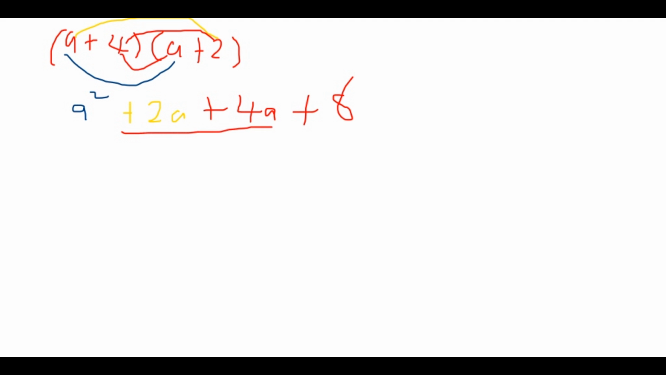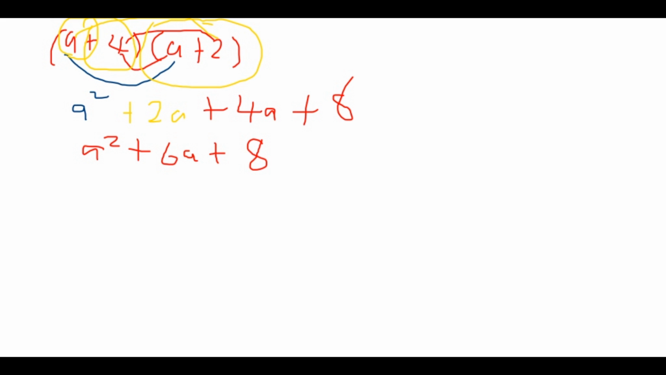And if we combine these two terms, we'll have a squared plus 6a plus 8 as the expansion of what we have above. Now when we use the direct expansion method, it's like saying a will multiply everything here, then after that 4 will multiply everything here. So that is just basically how the direct expansion method is.